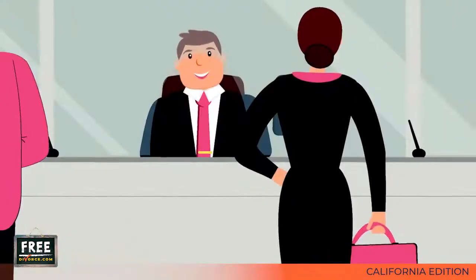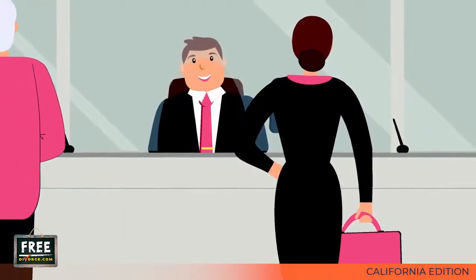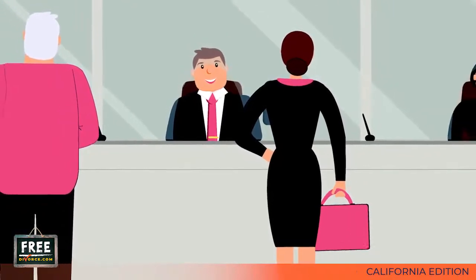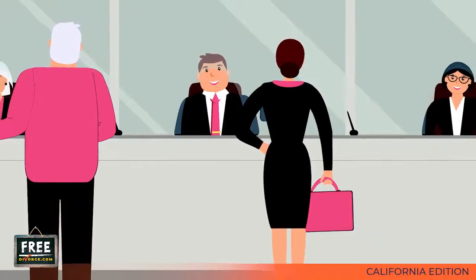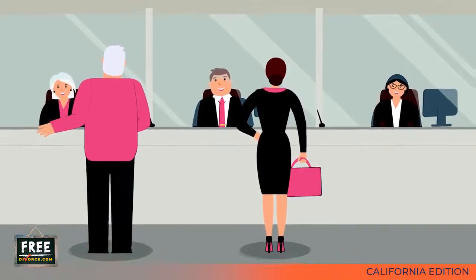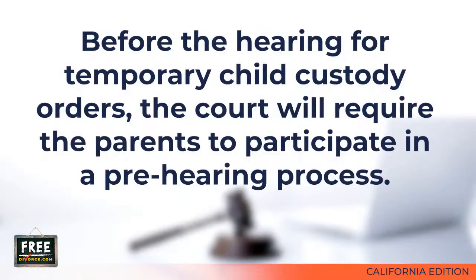After I fill out and file my FL-300 requesting temporary child custody orders and get the hearing date from the court clerk, is the court going to require my spouse and I to participate in any court process before we show up for the hearing? Yes. When you apply for temporary custody orders, the court is usually going to require you and your spouse to participate in a process to resolve the custody issues before you attend the hearing on your FL-300. The process you are required to participate in is going to vary dramatically from county to county.